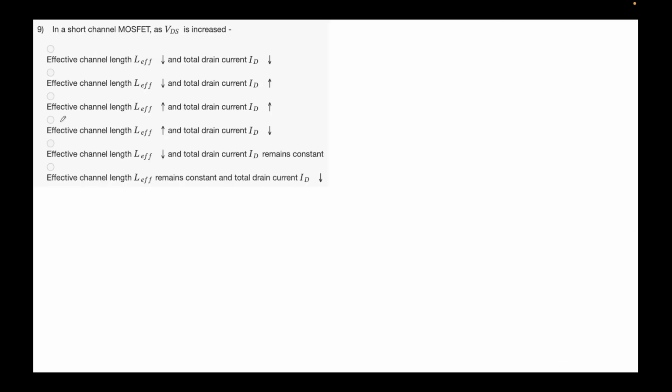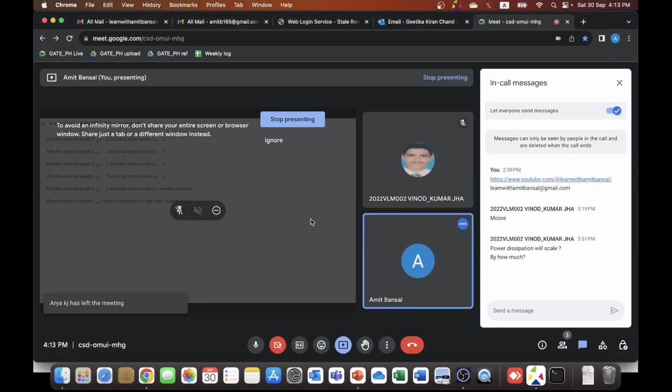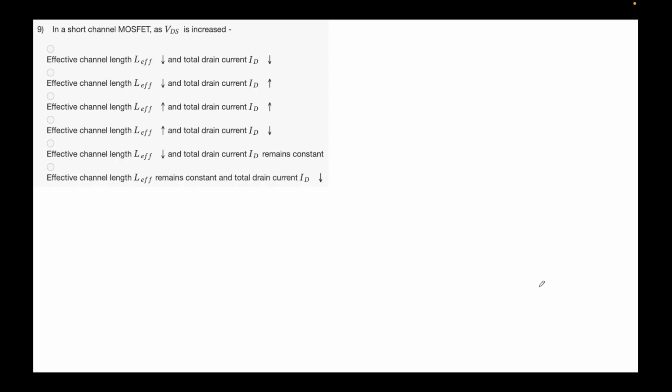Okay, another way of... power dissipation will scale by how much? I'll come back to this. Just a minute. I'll come back to this. Just let me complete this short channel versus long channel thing.